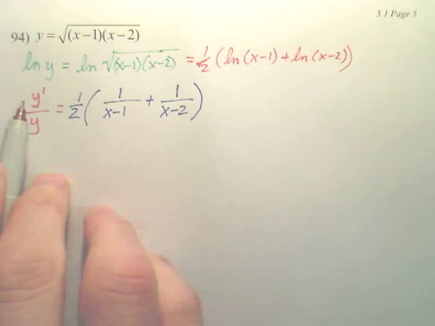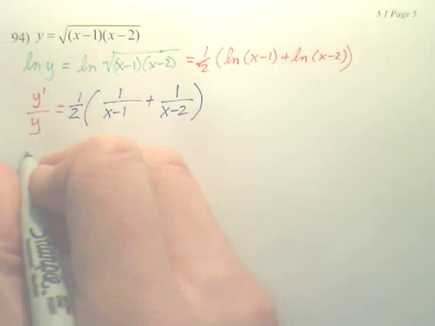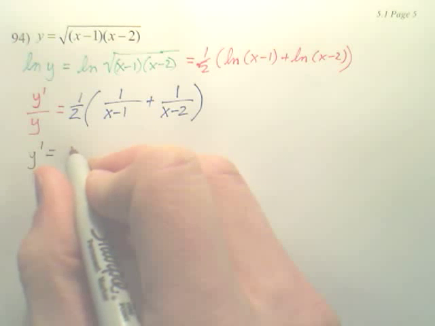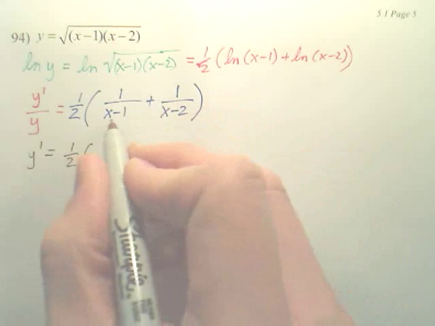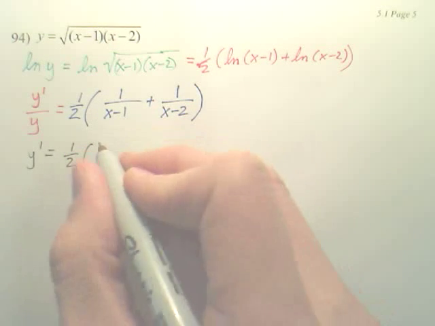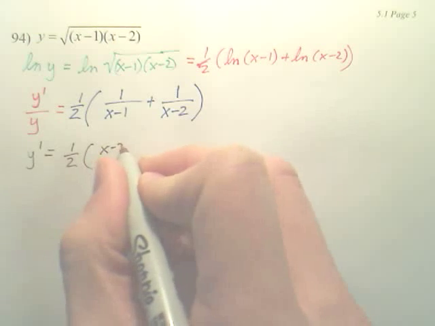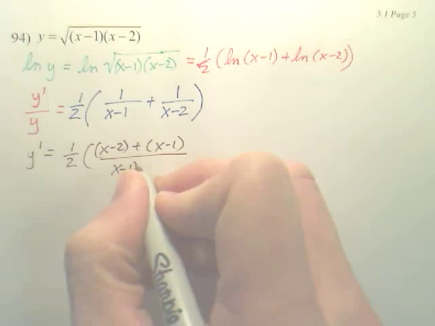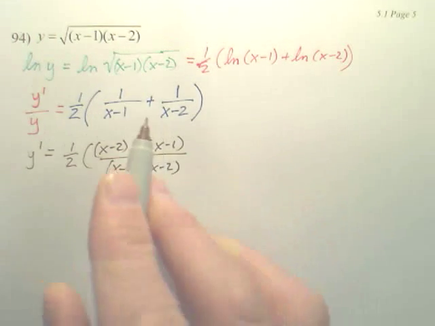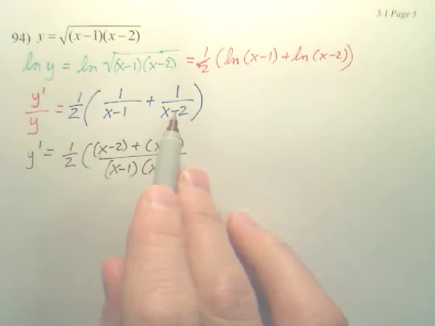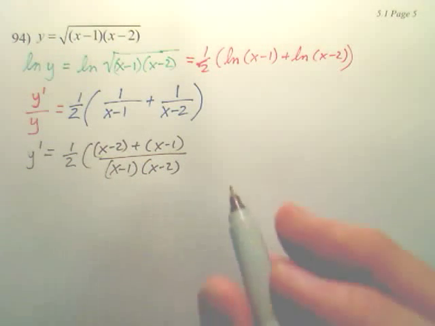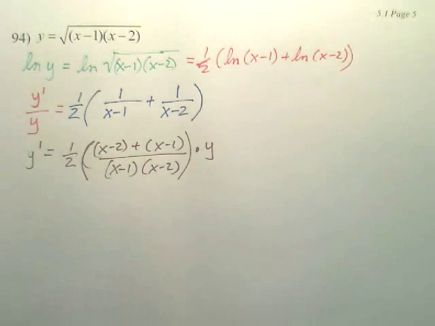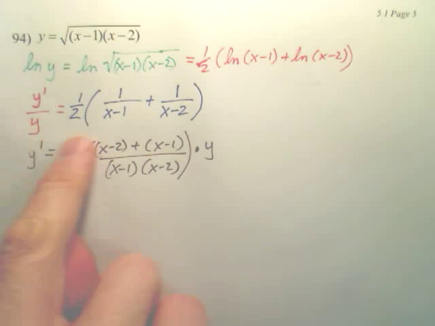Now, we're kind of done, but we need y prime by itself. So if I multiply the y over, I now have 1/2. Now, if I multiply, this is going to be x minus 2 plus x minus 1 over x minus 1, x minus 2. I brought these together, and I multiplied this by x minus 1, x minus 1. This by x minus 2, x minus 2. And then I'm going to multiply by y, because I brought this y over.